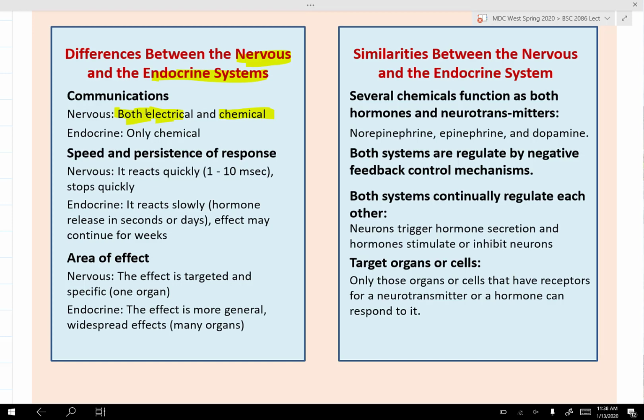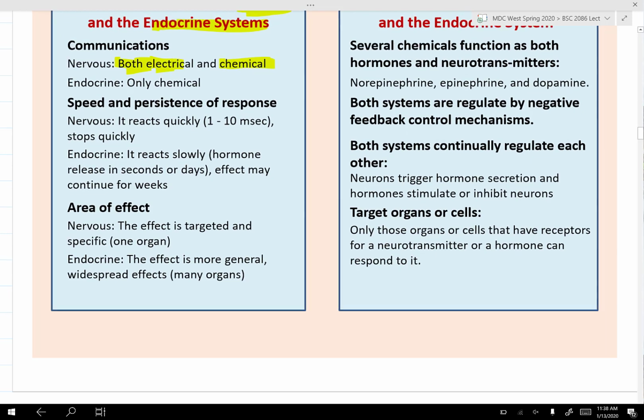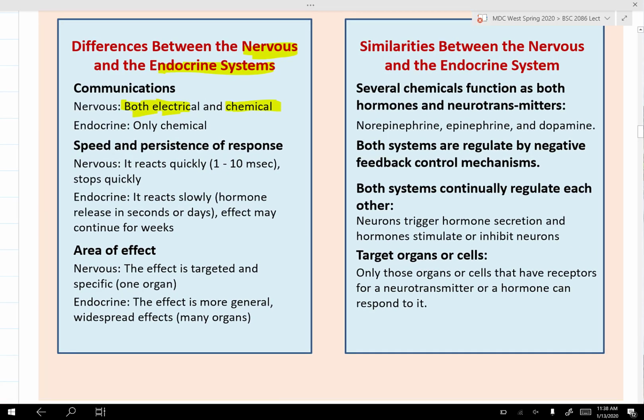All right. So the next one is going to be speed. On the nervous system, the speed is going to be what? Really quick, in milliseconds. On the endocrine system, it's going to be what? Slowly. How slow? Well, it depends on the molecule and what it binds to in the bloodstream, but it can take seconds or it can take days. Or it may continue for what?